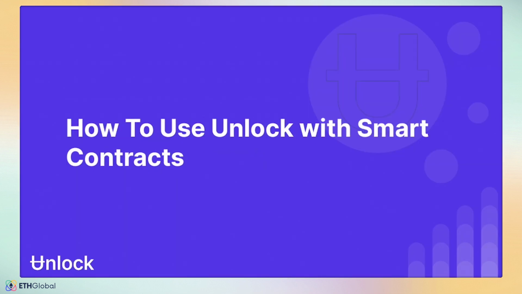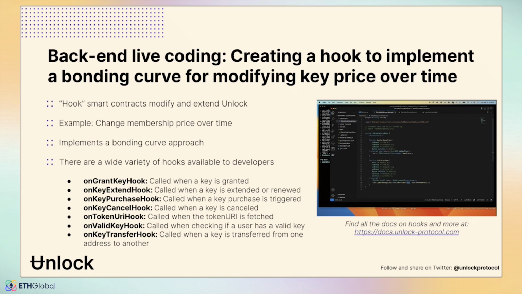How to use Unlock in smart contracts. Here we're doing something a bit special, which is we're going to implement a hook to modify the behavior of the public lock, which is the membership contract. What we'll want to do here is something actually pretty simple. We want to make sure that every time a new membership is sold, the price of the next membership goes up a little bit.